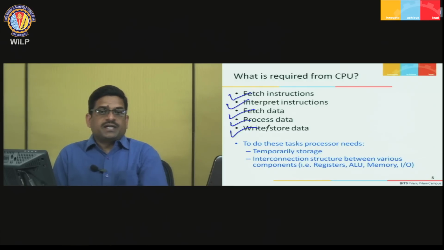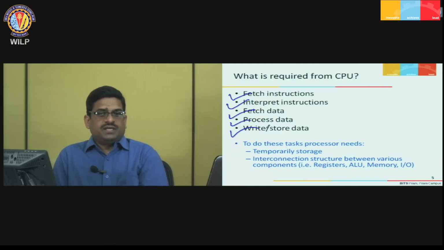Second is the interconnection structure between the various components of the processor. What are the various components? A set of registers. The number of registers varies from architecture to architecture, but in general there are two groups of registers. One is called general purpose registers and the other is specific registers. Specific registers have some specific meaning, or can be used for storing some particular information only, and cannot be used for storing general information or general data.